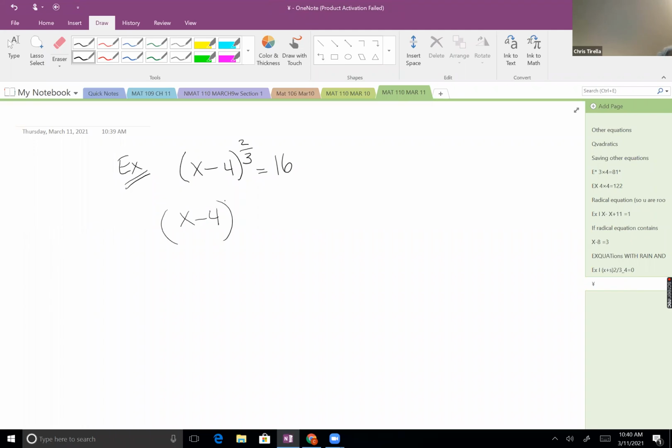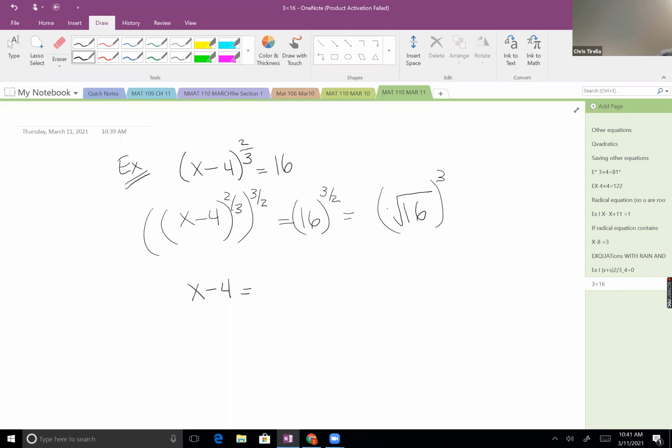Here, I've got that piece with the rational exponent alone. So I'm going to take both sides and raise them to the reciprocal power, the 3/2. When I raise a power to a power, I multiply exponents. And reciprocals multiply to 1. So I get x − 4. But now over here, when I take the 16 to the 3/2, I get the square root of 16 cubed.